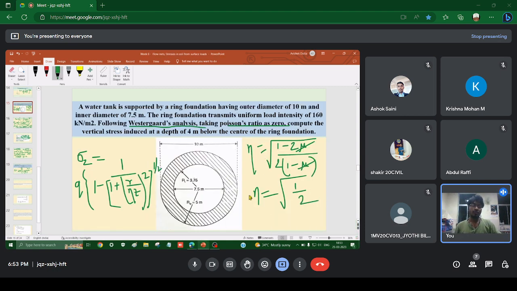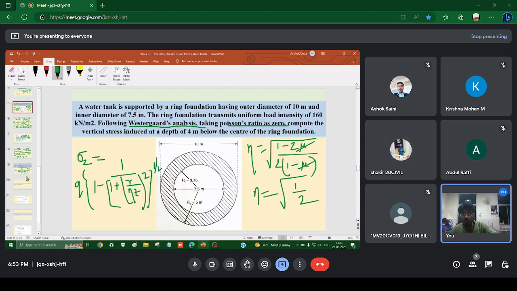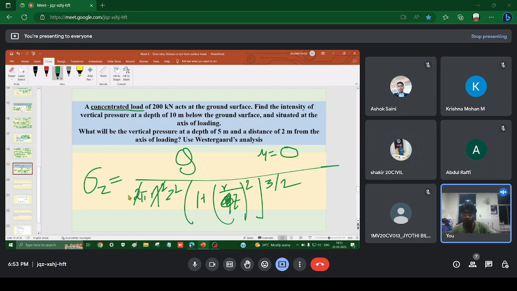When mu equals 0, we get eta equals root over of 1 by 2. So in this sum, eta square gives half, and this half and 2 get cancelled. Eta is root over of 1 by 2, so here we are squaring it and cancelling with 2. Root over of 1 by 2 whole square means half, and outside we get 2.